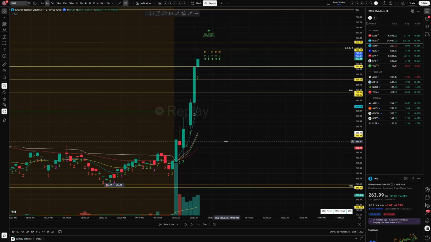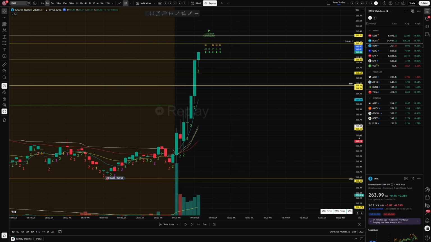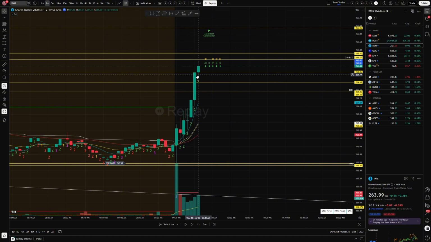Now, I don't chase when I trade. I'm much more interested in the pullback. I don't take the breakout, because if you take the breakout, what if there's a rejection? You could get clapped, right?